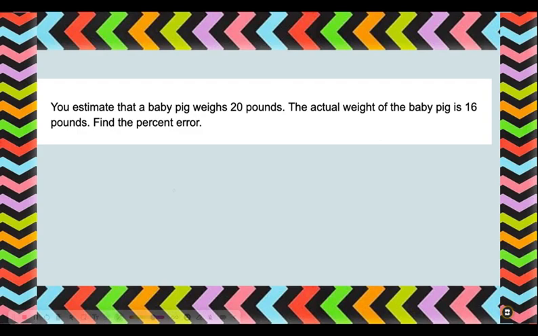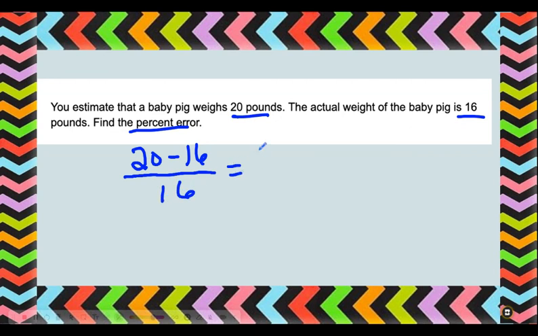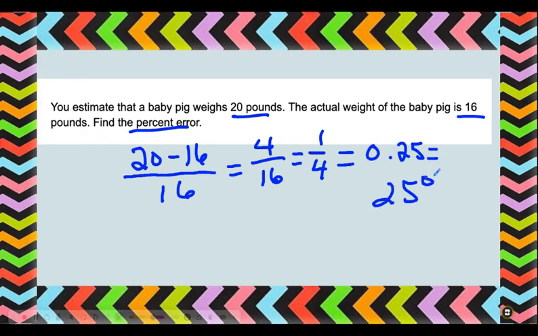You estimate that a baby pig weighs 20 pounds. The actual weight of the baby pig is 16 pounds. Find the percent of error. So we're going to subtract 20 minus 16 over the actual weight of the baby pig, which is 16 pounds. So 20 minus 16 is 4/16, which simplifies to 1/4. I know that 1/4 as a decimal is 0.25, which is 25%. So the percent of error in the baby pig's weight and what you estimated was 25% error.